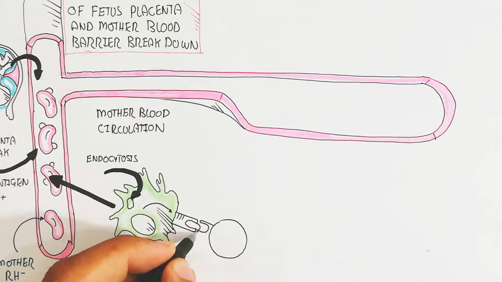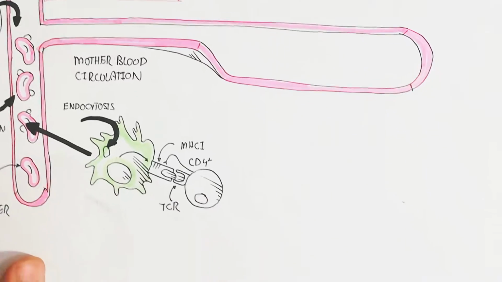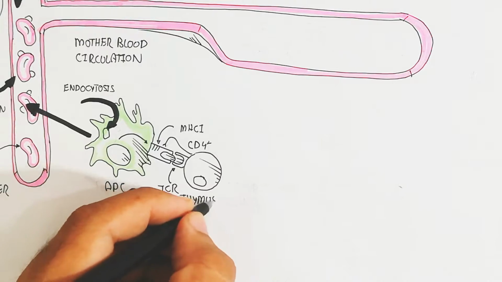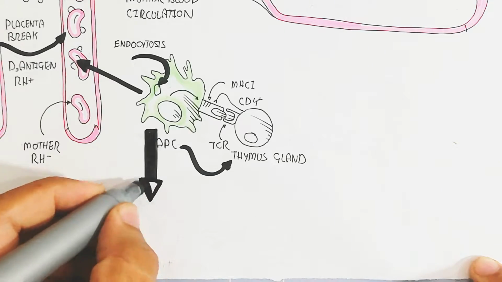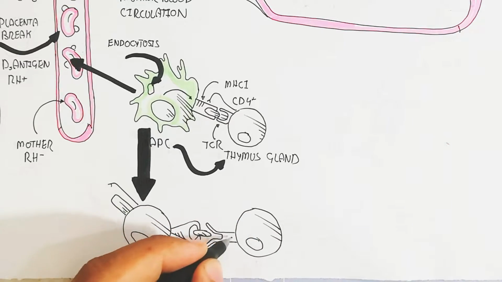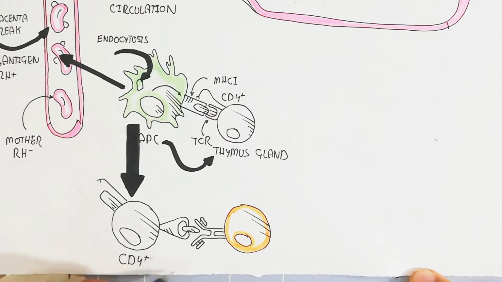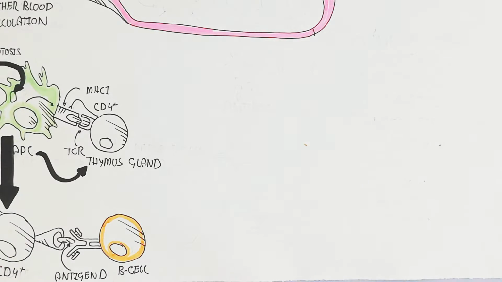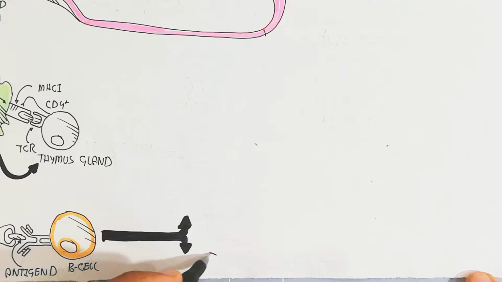After the activation of the antigen presenting cell due to the foreign antigen, endocytosis will occur, and the antigen presenting cell will show the antigen through an MHC class 1 molecule to the T cell receptor of the naive T cell in the thymus gland. The naive CD4 positive T cell will proliferate to form a mature CD4 positive T cell, which will recognize the antigen through MHC molecules on the B cell. The B cell and T cell are the adaptive immune system cells.